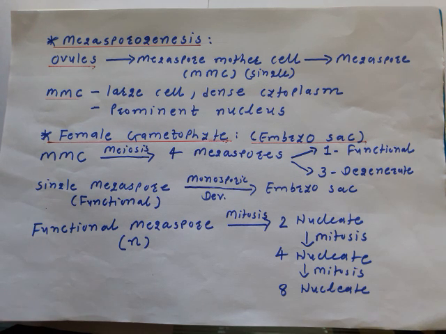When this functional megaspore undergoes mitotic cell division, a two nucleate structure develops first. The second time it undergoes the same type of division and a four nucleate structure develops. The third time it also undergoes mitotic cell division and at the end of this process an 8 nucleate structure develops. So here we can study that from one single functional megaspore, through 3 times cell division, an 8 nucleate structure develops.